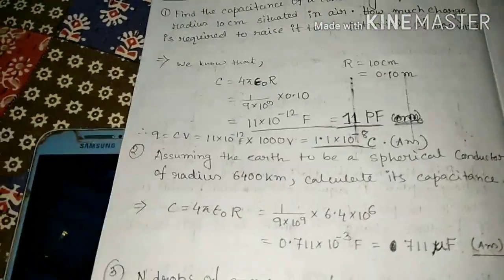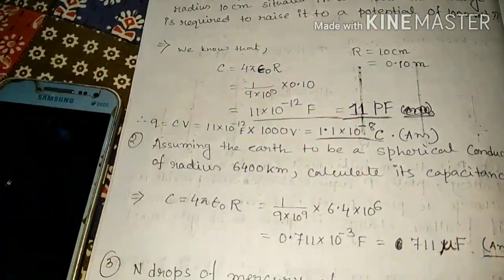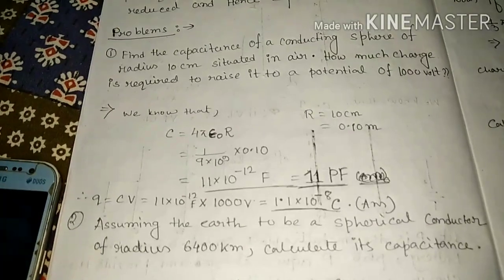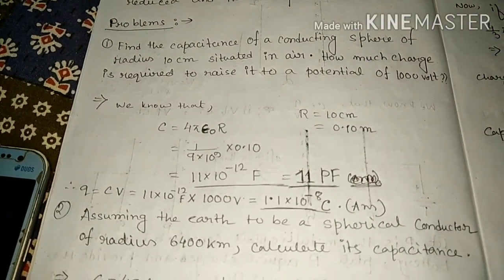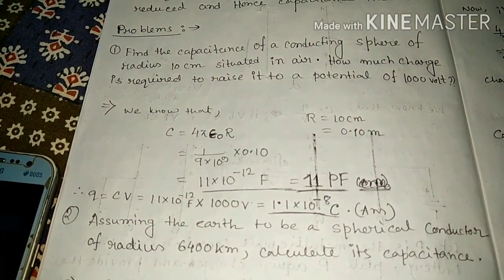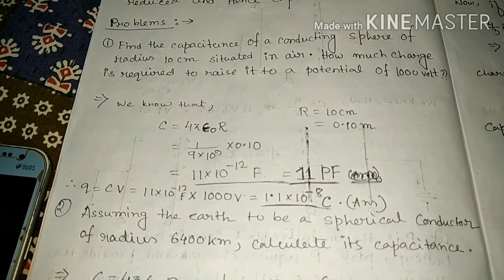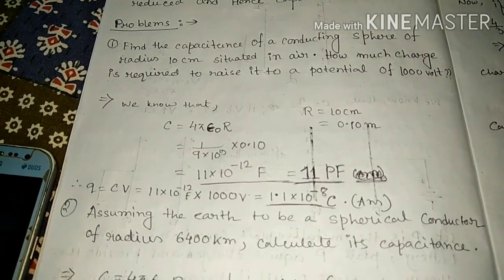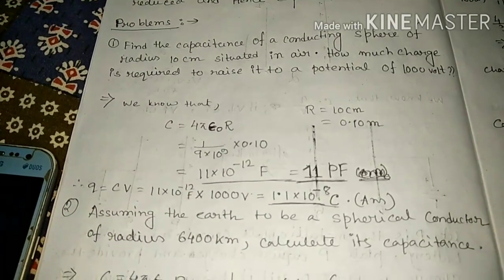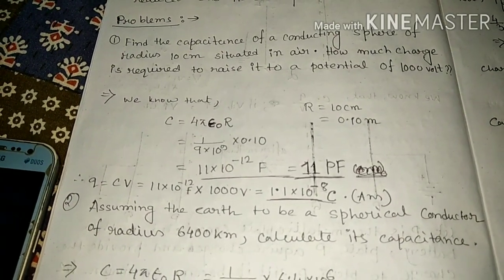Now we discuss some problems related to capacitor. First problem: find the capacitance of a conducting sphere of radius 10 cm situated in air. How much charge is required to raise it to a potential of 1000 volt? So first of all, we find out the capacitance, then we find out the charge.